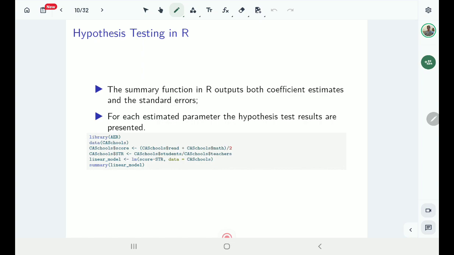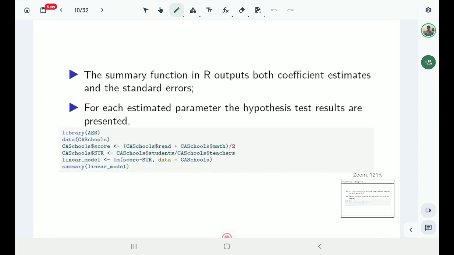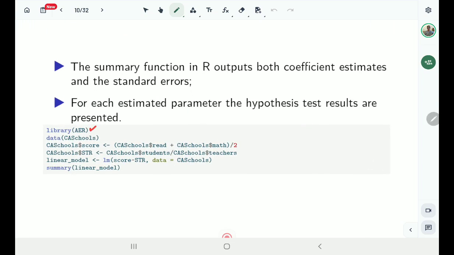Now, let's perform this hypothesis testing in R. This is very simple. First, we have to attach the library AER, Applied Econometrics with R, because the Canadian Schools dataset lies within that library. Then we call the library and the dataset. We attach the dataset using the data function, and we define two new variables, score and SDR, and put them within the Canadian Schools data frame. Then we run the linear regression model of score on student to teacher ratio, and then we summarize it.